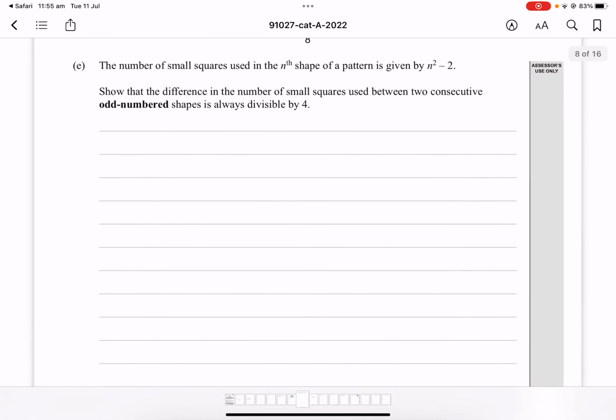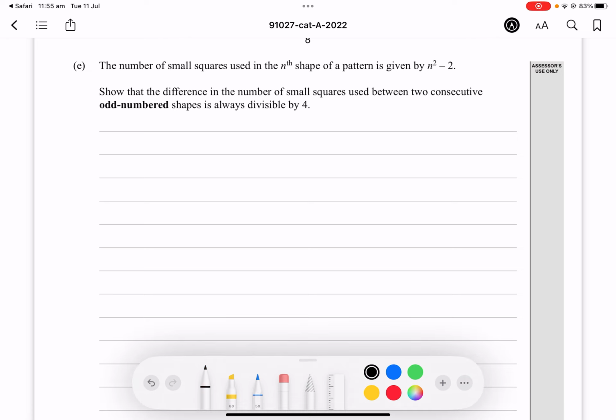Alright, let's look at question E. The number of small squares used in the nth shape of a pattern is given by n squared minus 2. Show that the difference in the number of small squares used between two consecutive odd number shapes is always divisible by 4. So in this case, we're going to say that any odd number can be rewritten as 2n plus 1.